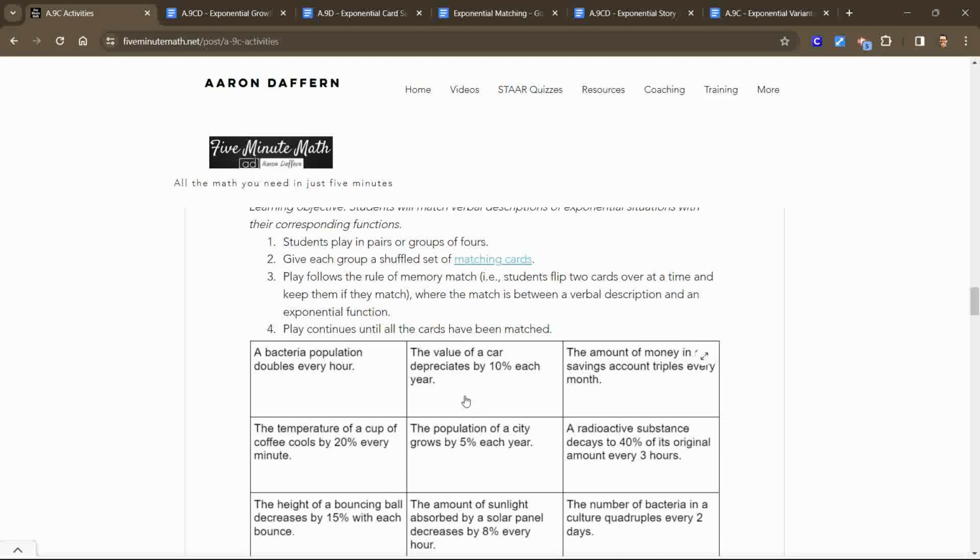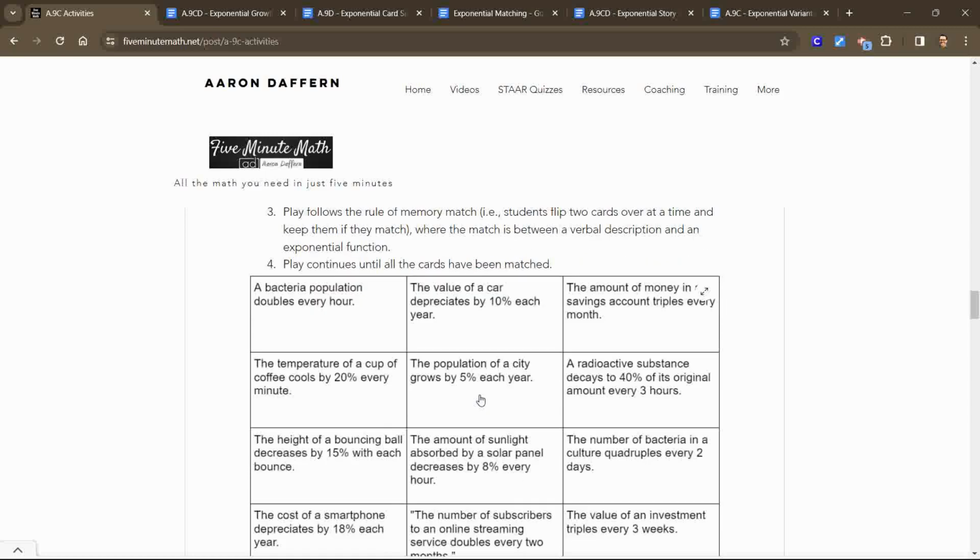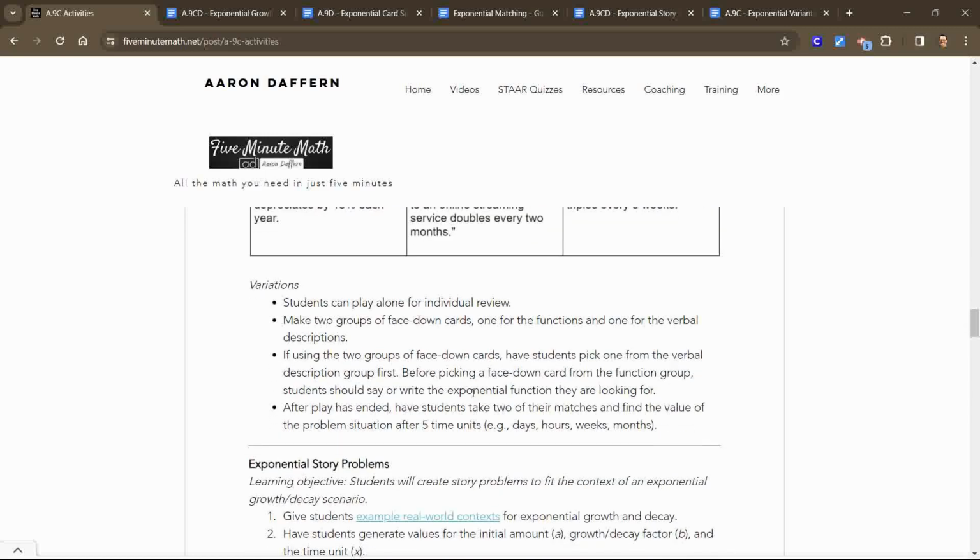So you play like you would memory match, right? You flip two cards up. If they match, keep them. If not, it's the other person's turn. And you're just trying to match the verbal description and the exponential function. And these are simplified because we took out the initial amount. And then play continues until all cards have been matched. Pretty simple here. They can play alone for individual review.